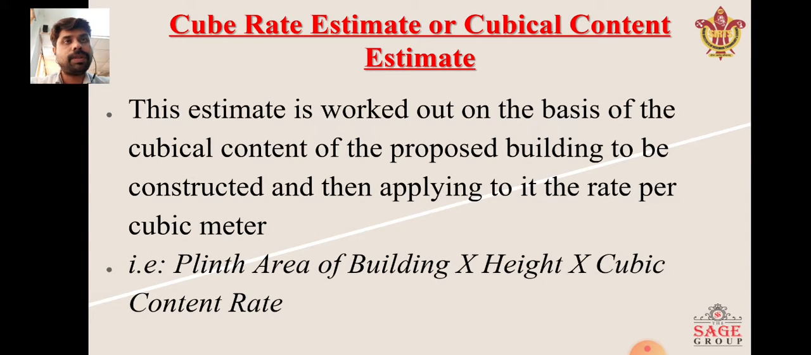Cube rate estimate or cubical content estimate. This estimate is worked out on the basis of cubical content of the proposed building to be constructed, and then applying to it the rate per cubic meter. It is similar to the plinth area method, in which we multiply the plinth area by rate. Here we just have to make it in cubical units, meaning we multiply that plinth area with height, and then multiply it by the rate of cubical content. This also gives us an approximate estimate of the building or structure.